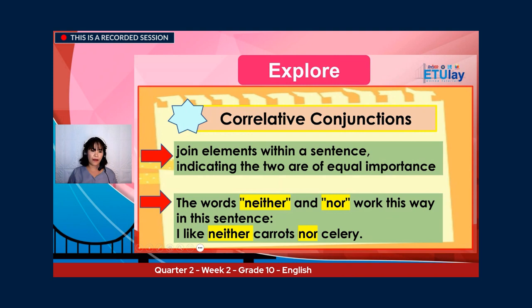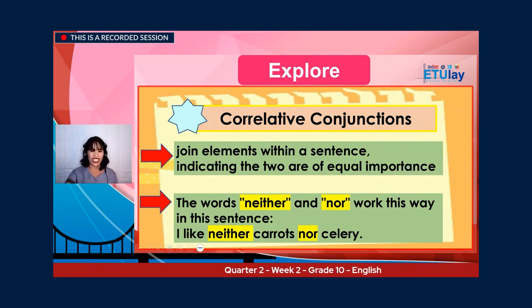Okay, let's have it here. I like neither carrots nor celery. The speaker here shares that he or she doesn't like to eat carrots and doesn't like to eat celery. See, equal importance. Though negative, they indicate two of equal importance. I hope you will remember that.